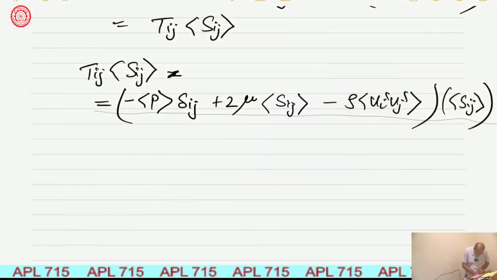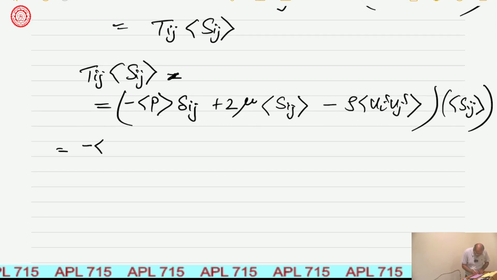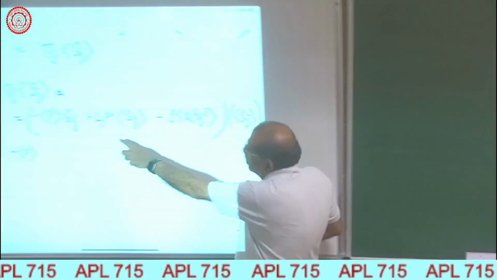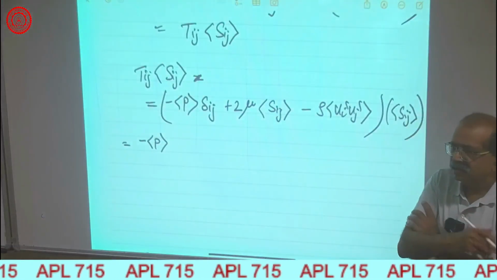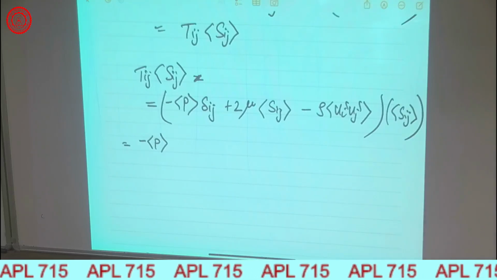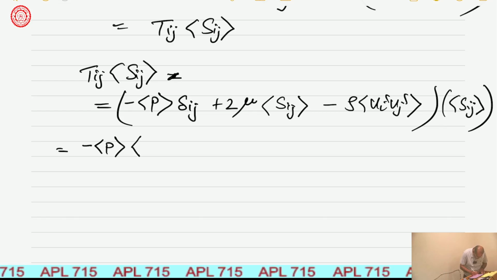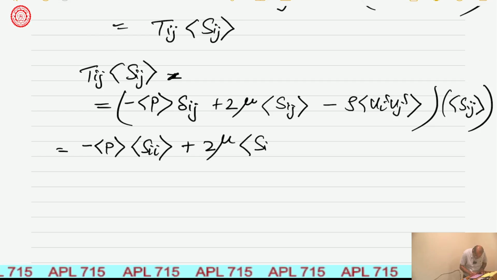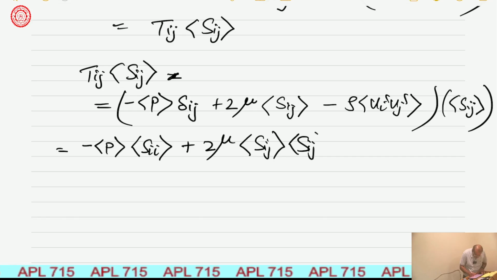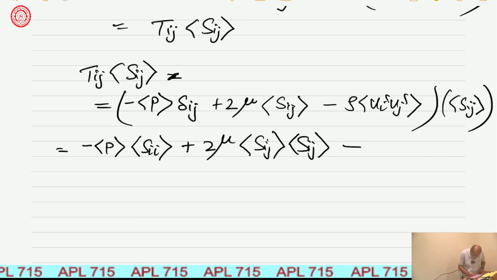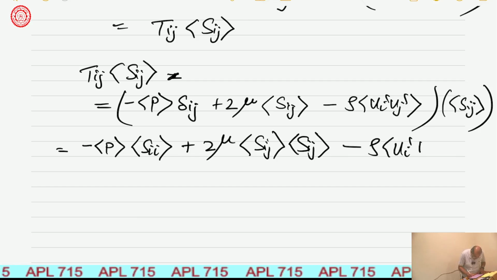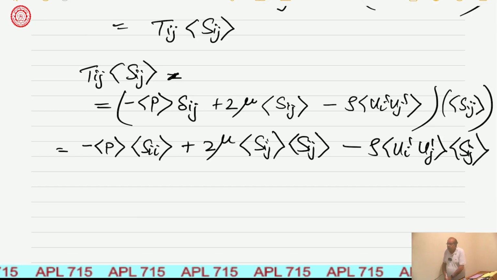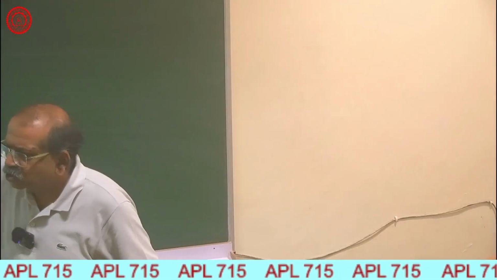Now how will we simplify this? This is equal to, now what is the first term? Minus p delta ij Sij. How do I simplify this? Delta ij multiplied by Sii. Okay? So the first term becomes this. The second term is 2 mu mean of Sij. Can't do anything. Third term minus rho, the second two I've just copied.